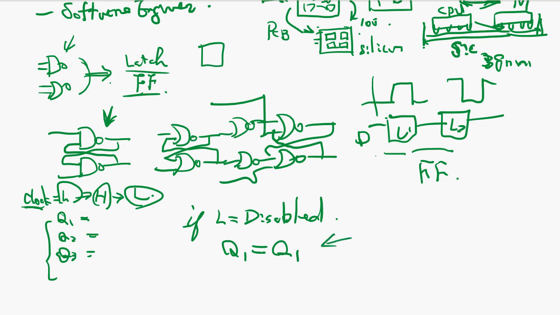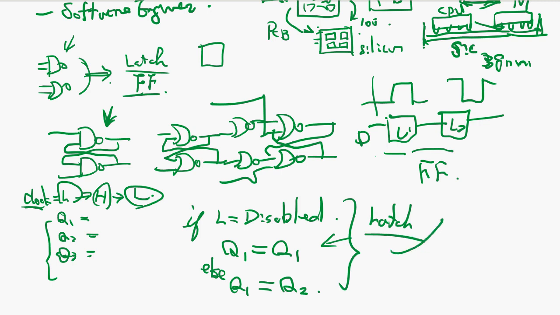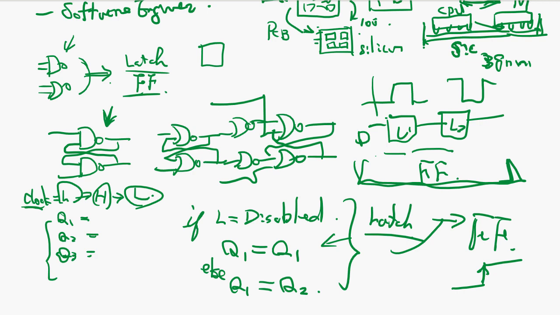Okay, so this is the else. Q1 becomes a new value. So that's a latch you can express in the programming language. And if you put two stages together, then it becomes a flip-flop. Then a clock edge triggered flip-flop becomes possible using a programming language.